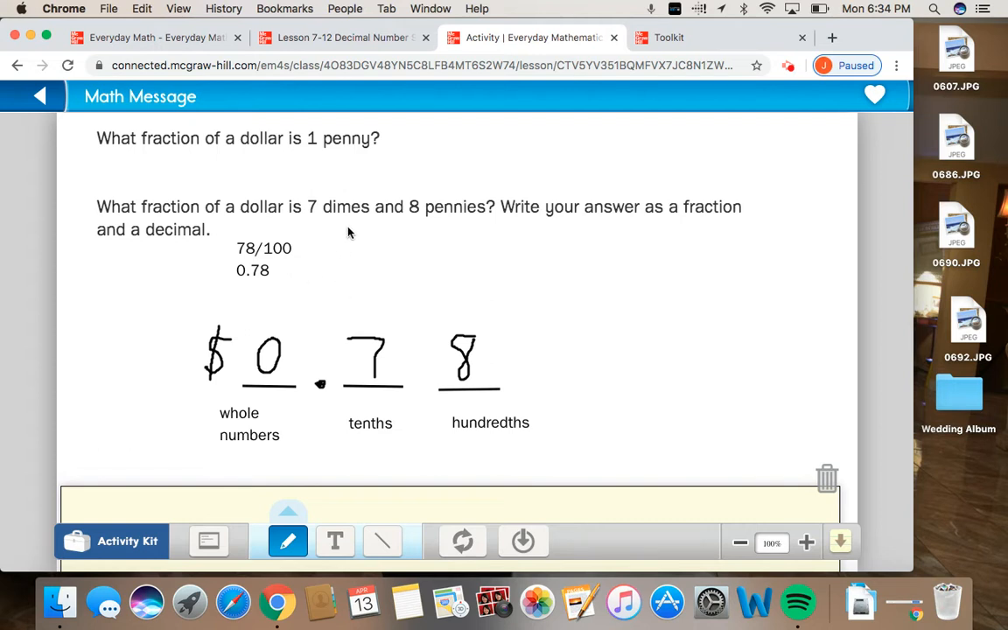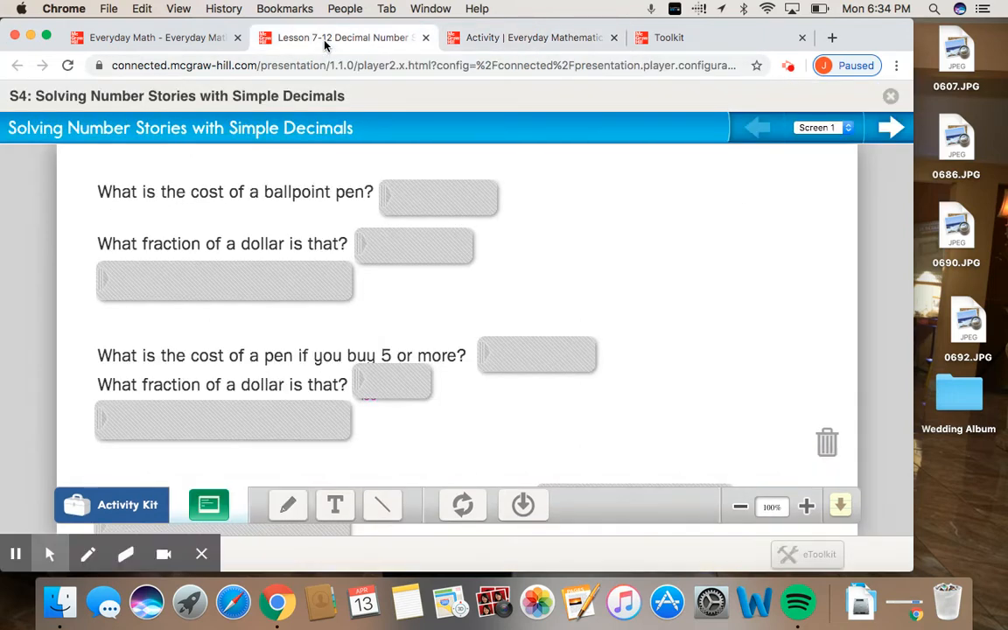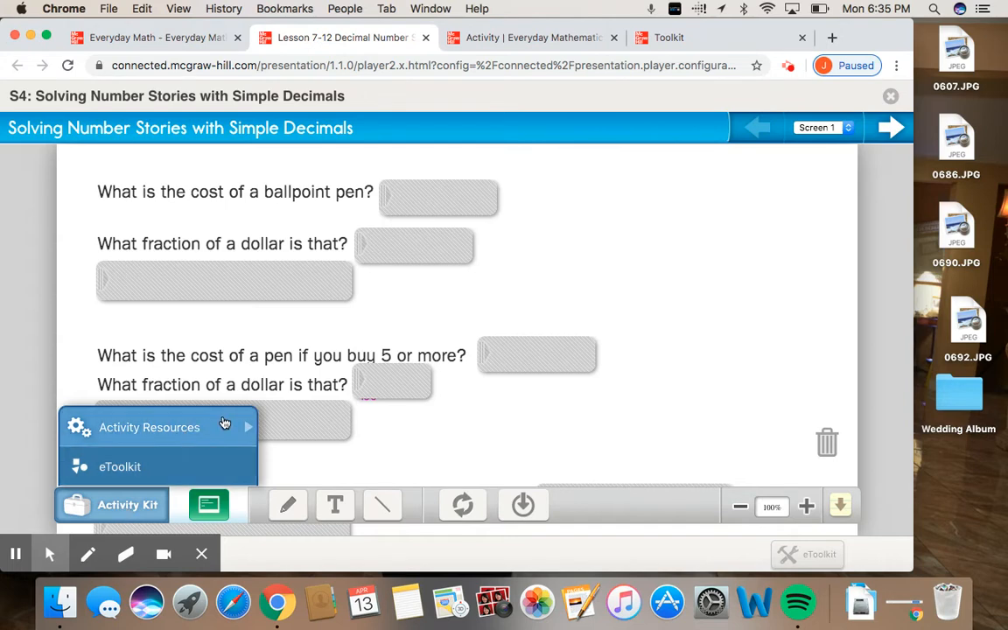So let's go and practice some problems today. I have some on my screen, so follow along with me, please. For today's lesson, we're going to be using these posters that you can find in your activity kit down here in the left-hand corner. Activity resources, there's 2 posters, poster 1 and poster 2. And you're going to need them to solve every problem.